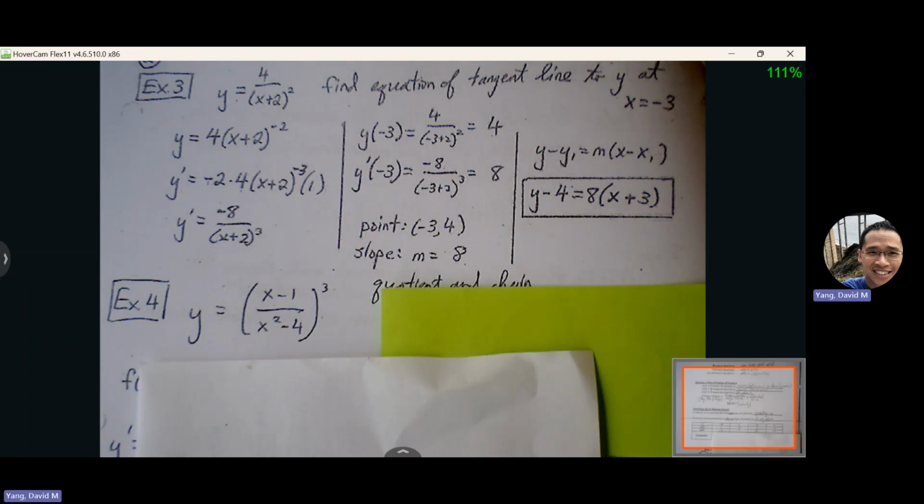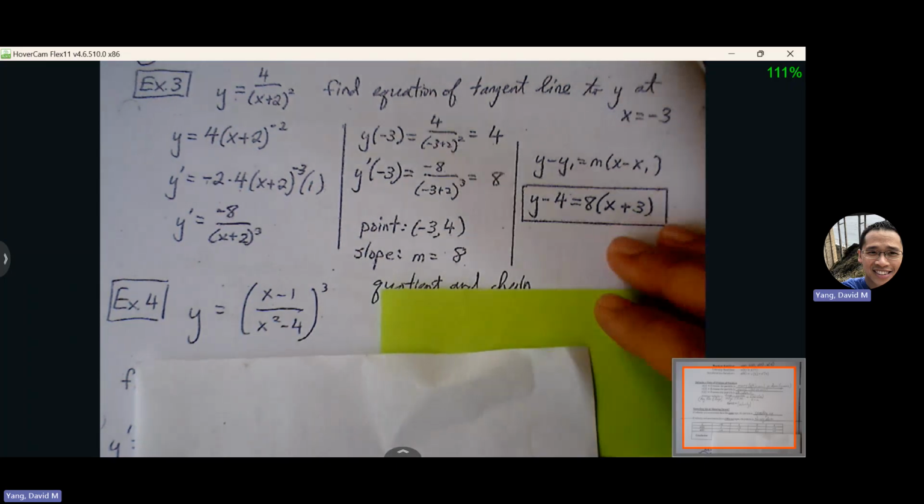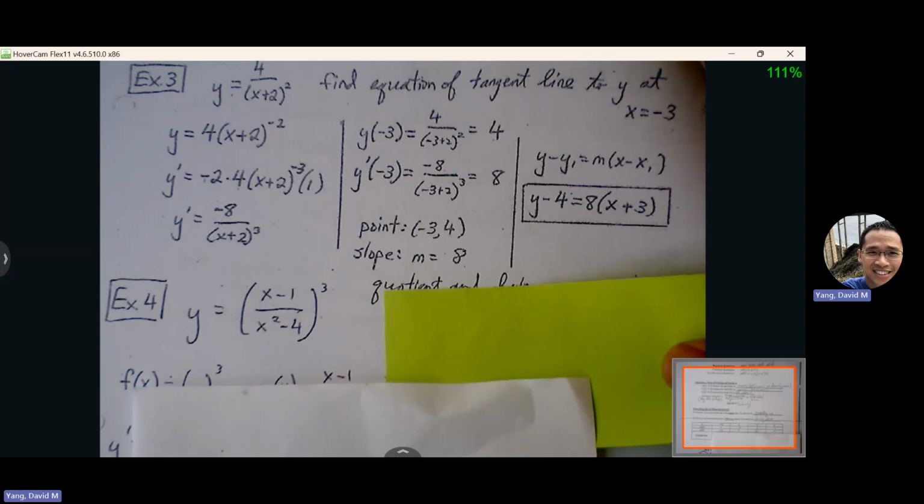Example 4, y equals parentheses x minus 1 over x squared minus 4 to the third power. This looks like a complicated problem. We can't rely on just quotient rule. There's more to it than that. And this is going to be a quotient and chain rule. But let's identify our outside-inside portion, right? What's the outside component? Parentheses cube.